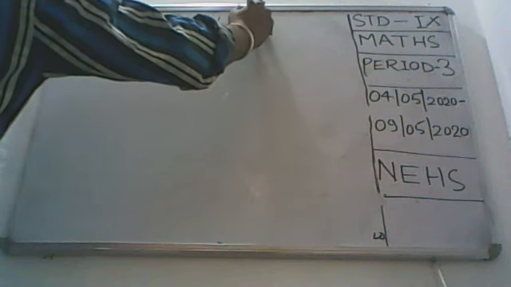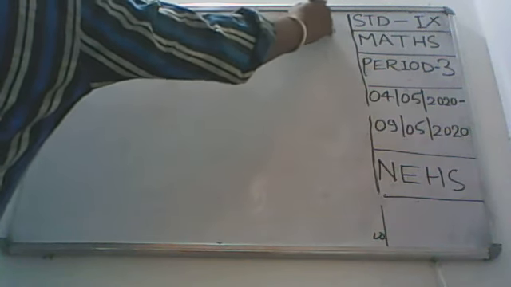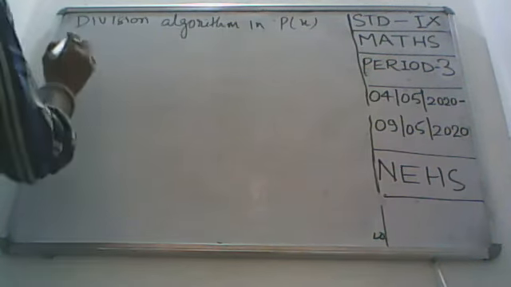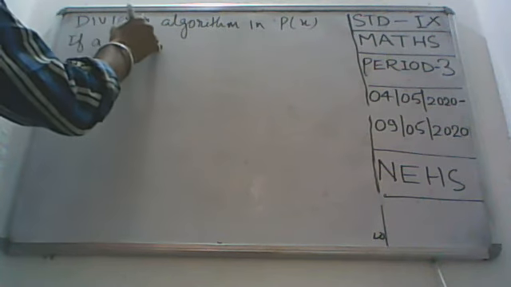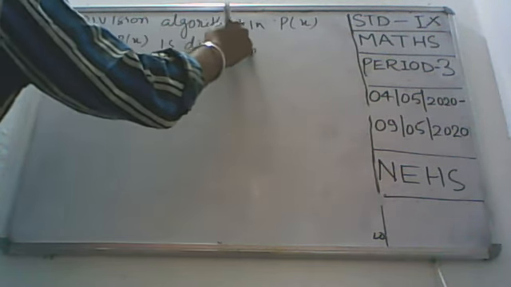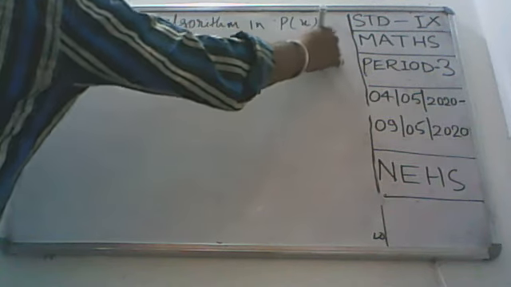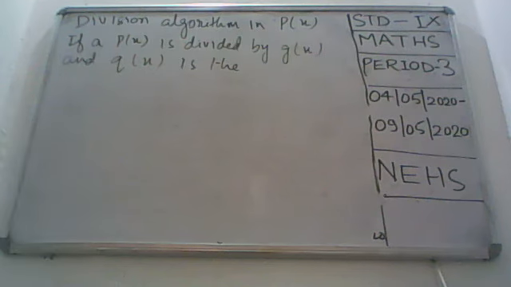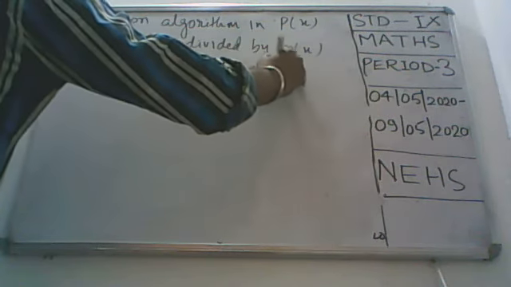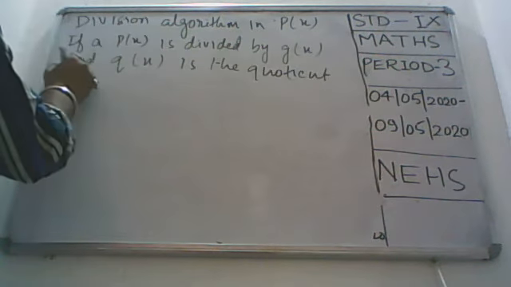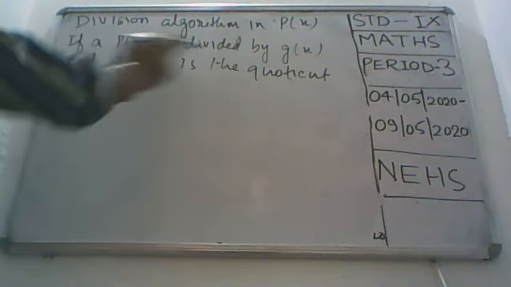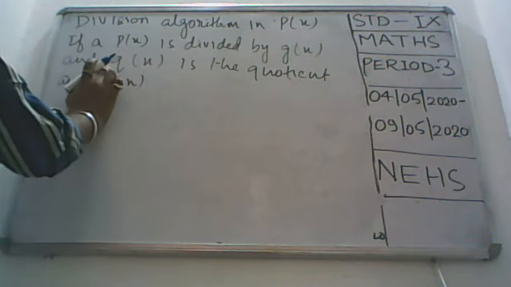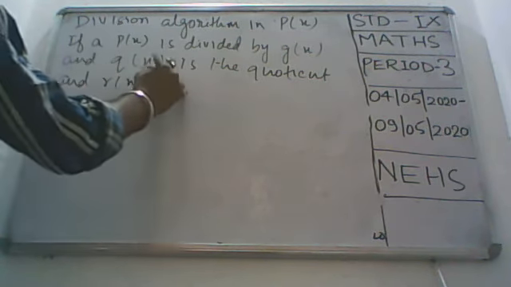Division algorithm in polynomials. Suppose that a polynomial Px is divided by Gx, and Qx is the quotient and Rx is the remainder. Suppose that I divided this Px with Gx and I got Qx as the quotient and Rx as the remainder.